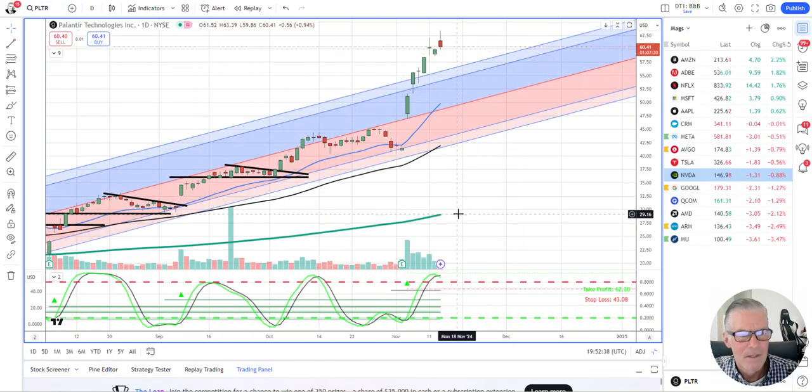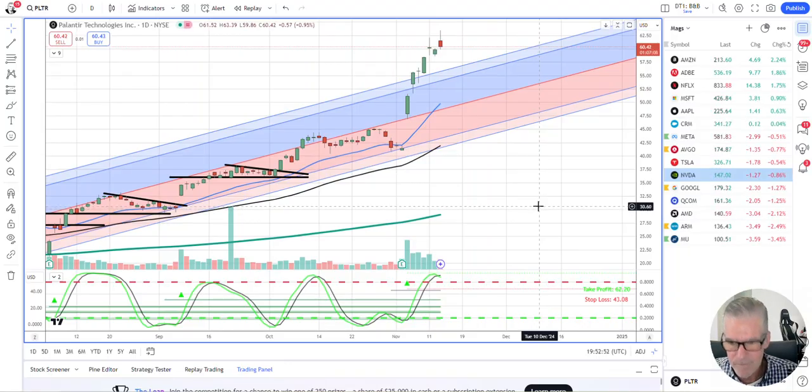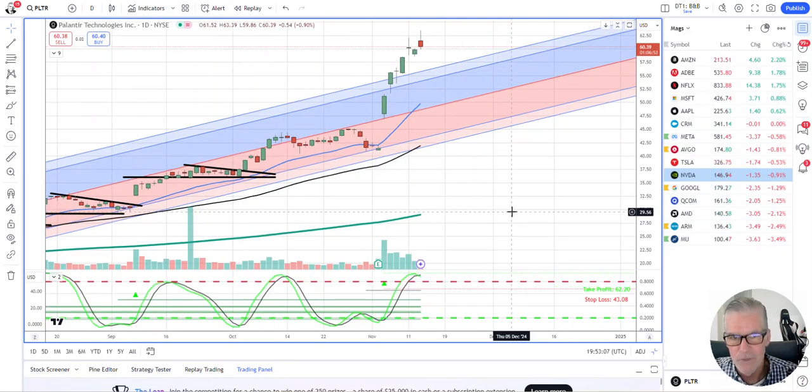So PLTR, funds have been buying this as well the last couple of quarters. It is a great play on AI. It's got exposure to the defense industry, which is likely going to get some stimulus from the government now. Trump wants to strengthen the military. However, this is a hold, not a buy, and in fact, if I were already long, I would be out today, because that's a nasty-looking reversal bar.